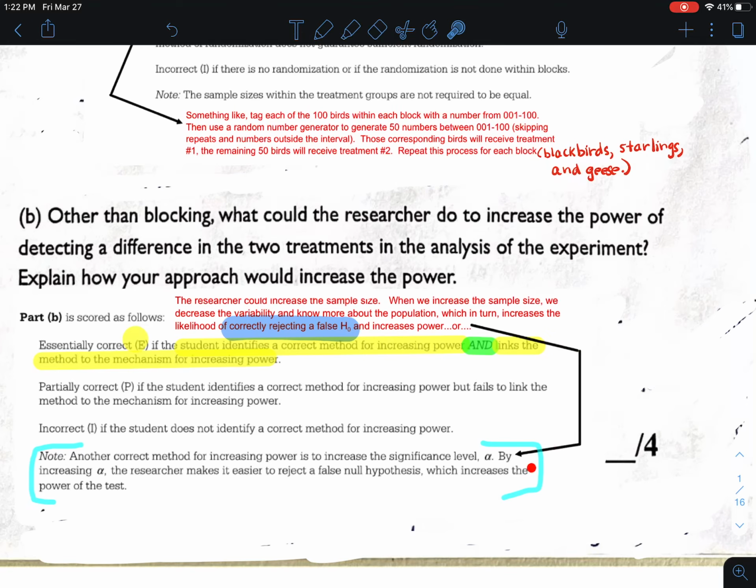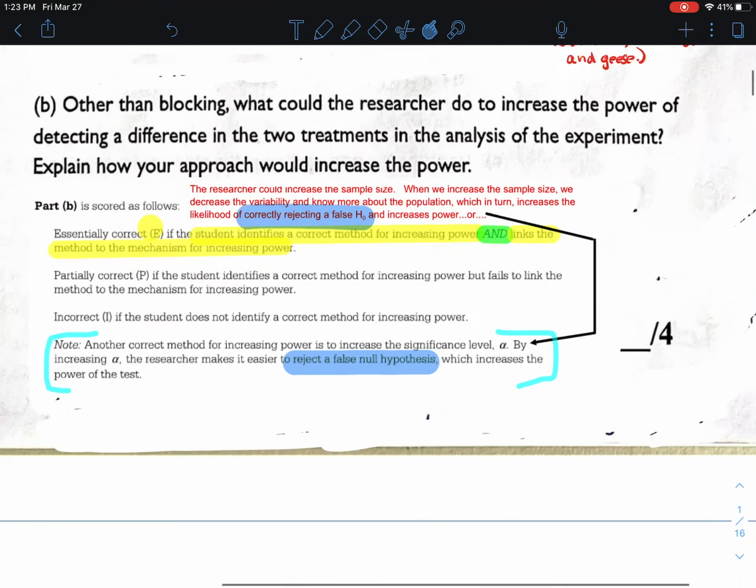The other option that would give you an E would be to say that to increase power, you could increase the alpha level. And again, you have to link this. By increasing the alpha level, the researcher could make it easier to reject a false null hypothesis. When you reject a false null hypothesis, that's what power is. That increases the power of the test.